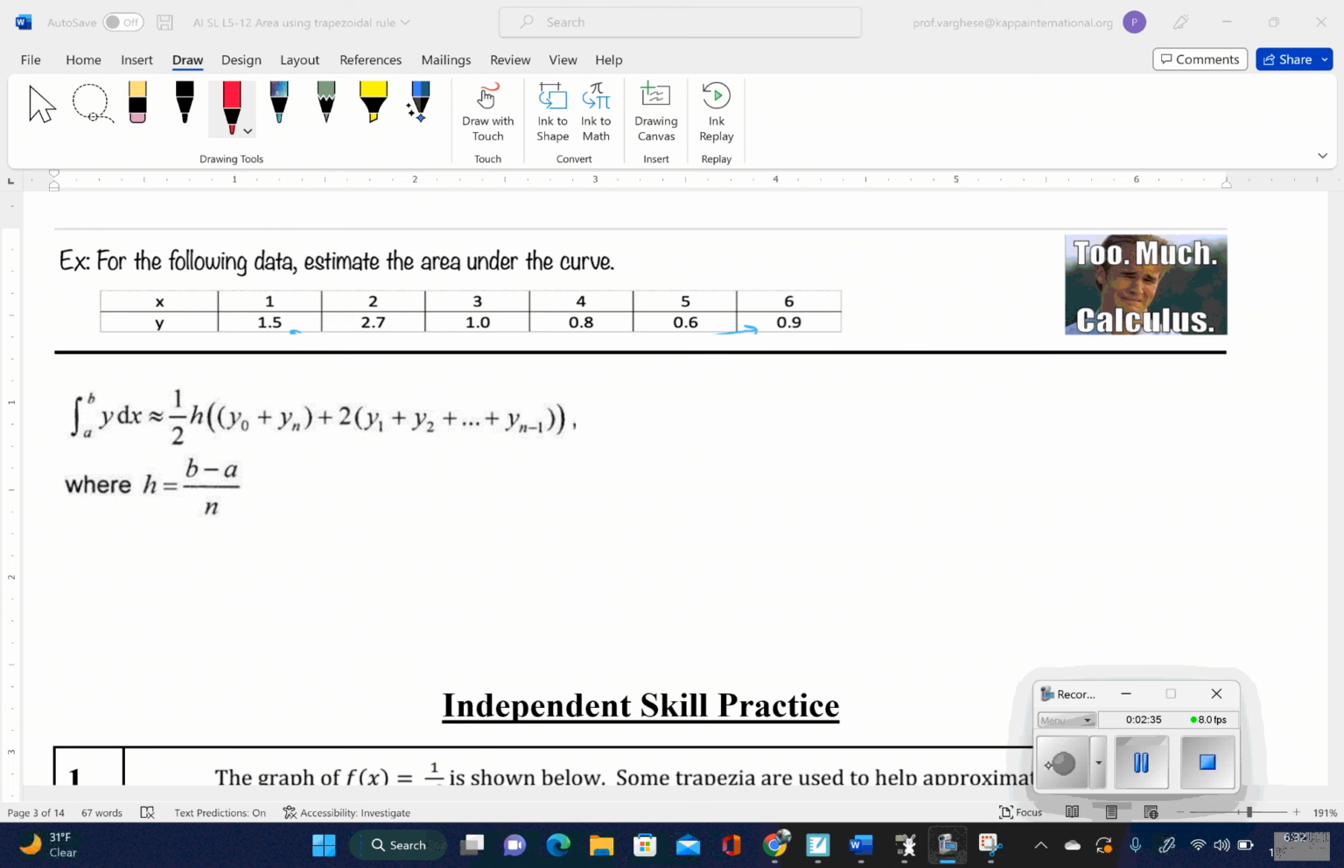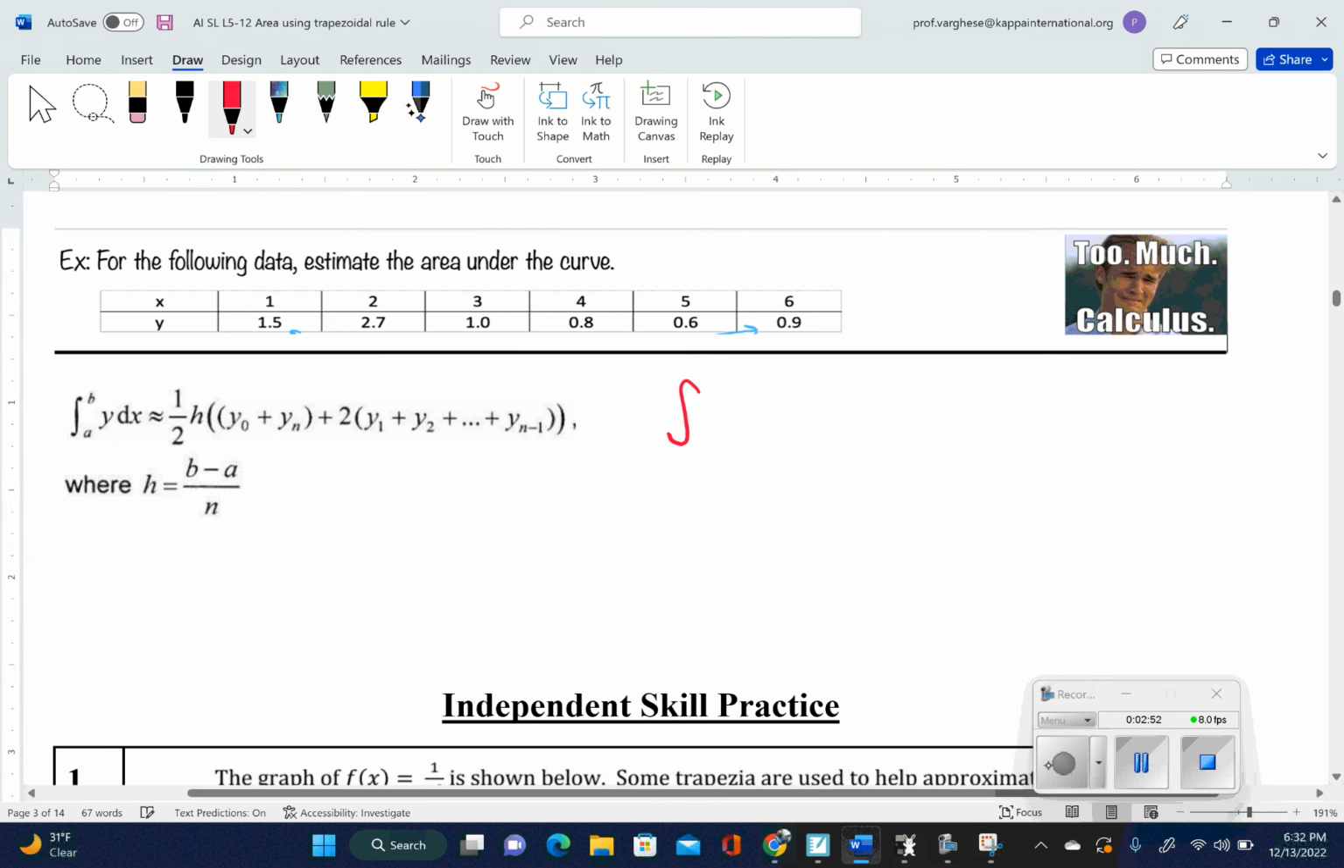All right, so I want you to skip down to this problem right here. For example, we're estimating the area under the curve, and these are our x values, these are our y values. The first thing we're going to do, like the formula tells us, is put a little integration sign. The a is where we start, so we are starting at 1 and we are ending at 6. So from 1 to 6, it's going to be y dx, because we don't know what the function actually is, so we're just going to call it y. And we're going to say that this is about, right?